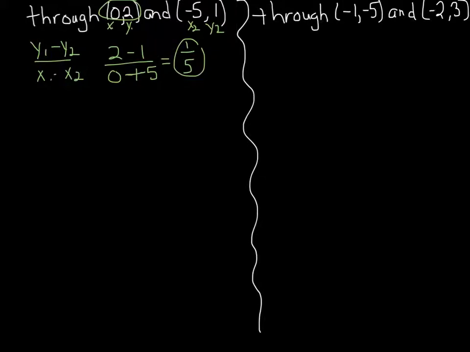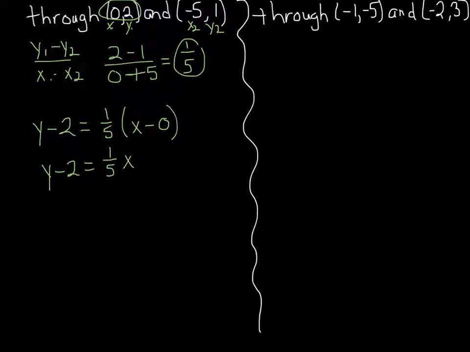So if we use that one, we have y minus 2 equals 1/5 times x minus 0. So y minus 2 equals 1/5 x minus 0, which I'm not going to worry about putting. Then we'll add 2 to each side. So y equals 1/5 x plus 2.